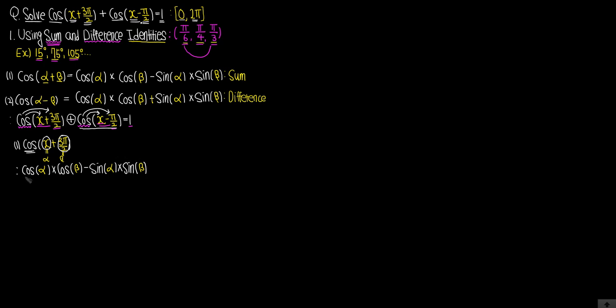And what is the cosine of alpha in this case? The cosine of alpha will change into cosine of x. What is the cosine of beta? Beta will turn into 3 pi over 2 radian according to this question. What is alpha? That will be the x. What is beta again? That will be 3 pi over 2 radian.